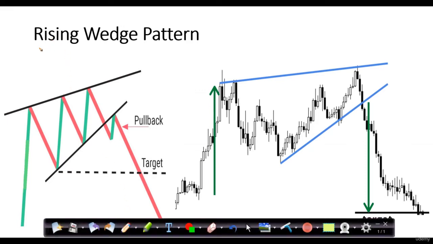In this video, we are going to discuss the rising wedge pattern. The rising wedge pattern is an indication of selling in the market. Why? Because whenever the market is in an uptrend, if we see the rising wedge pattern, then there is a high probability that the market will move downside.